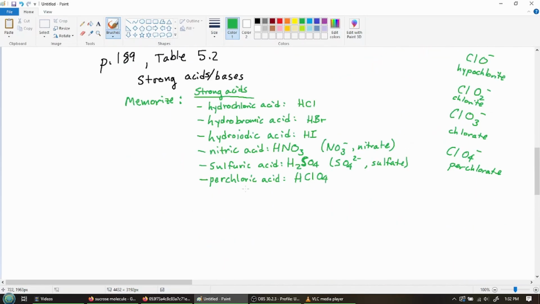I'm going to give you a couple examples of strong bases, but I hope that you'll see that these are a little bit easier to remember because they all will involve hydroxide. And in this case, there's only going to be 5 I'm going to show us.